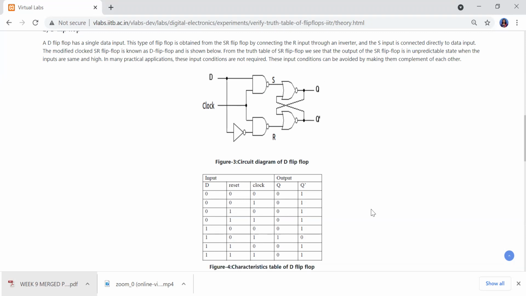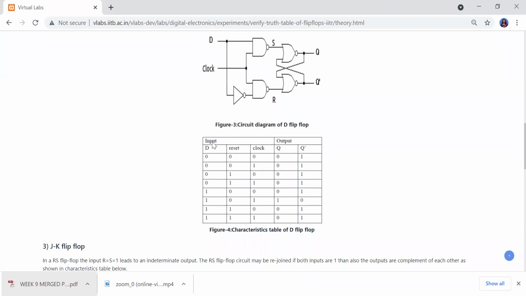This is the truth table of D flip-flop. In this truth table, along with D and clock as the input signals, one more signal, reset, is given, and the outputs are Q and Q complement. So here, if reset is high, then whatever is the status of D and clock, it will not affect the output, and output Q will be 0. So if reset is high or active, then output Q is 0. It will not consider the state of D and clock.